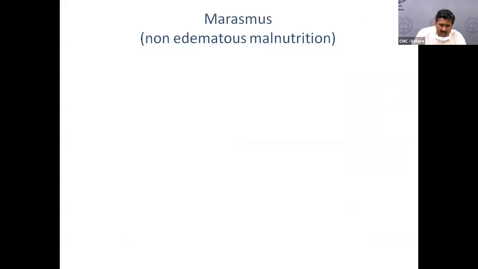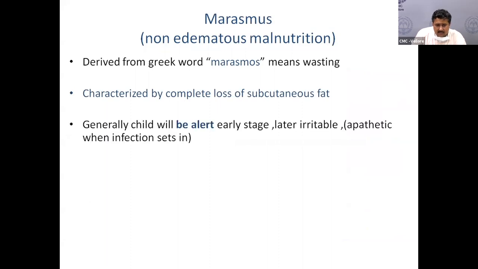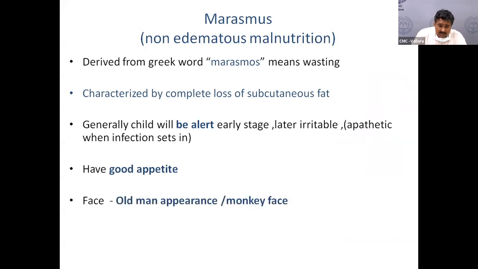If you talk about marasmus, it's a non-edematous malnutrition. Usually it's characterized by complete loss of subcutaneous fat. The child will be alert, compared to a kwashiorkor child, where the child will be apathetic. In the later part it can be irritable and apathetic, might be when infection sets in. He has a good appetite.